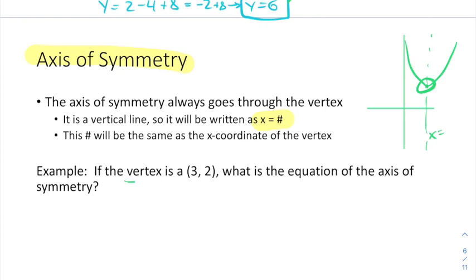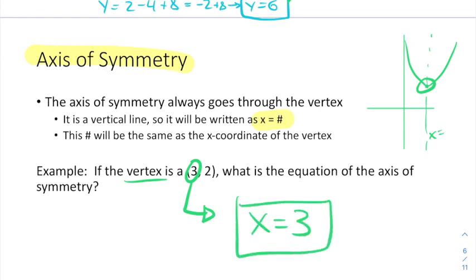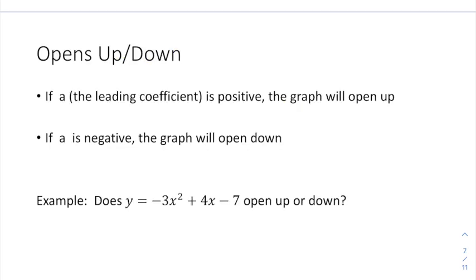So when you know the vertex and you know its x-coordinate, that's going to tell you the axis of symmetry formula. It's just going to be x equals that x-coordinate number. So the axis of symmetry for the parabola that has a vertex of (3, 2) is just x equals 3. Now, as we mentioned earlier, a parabola can open down or open up.